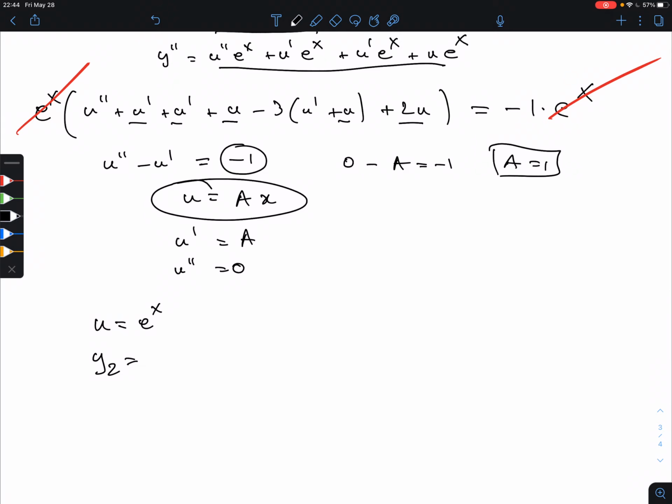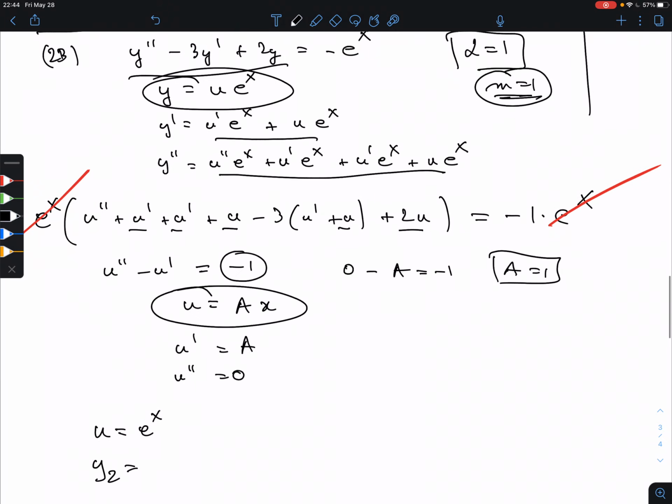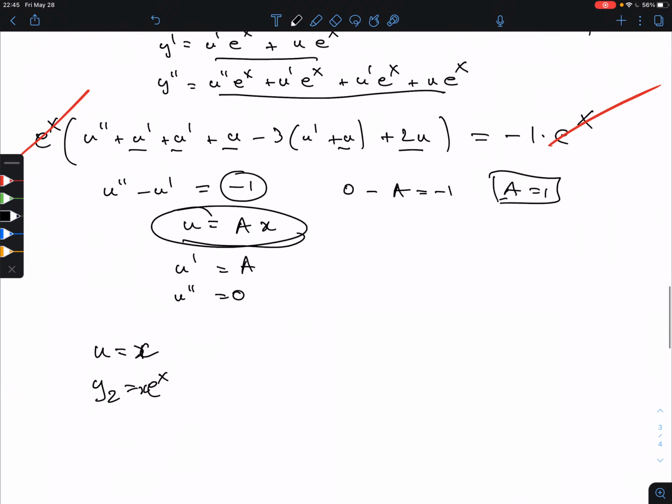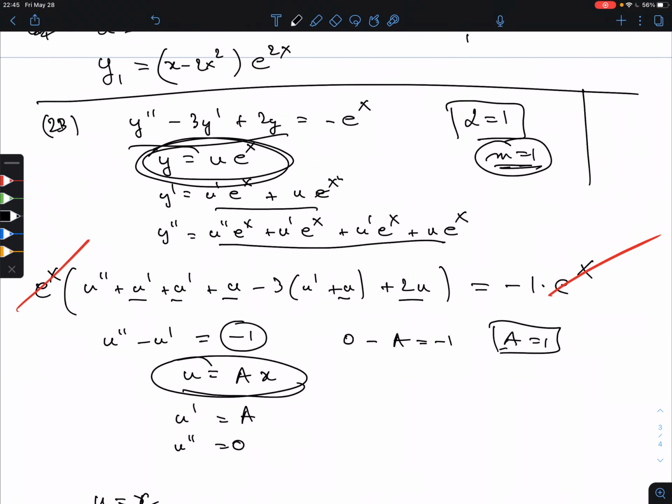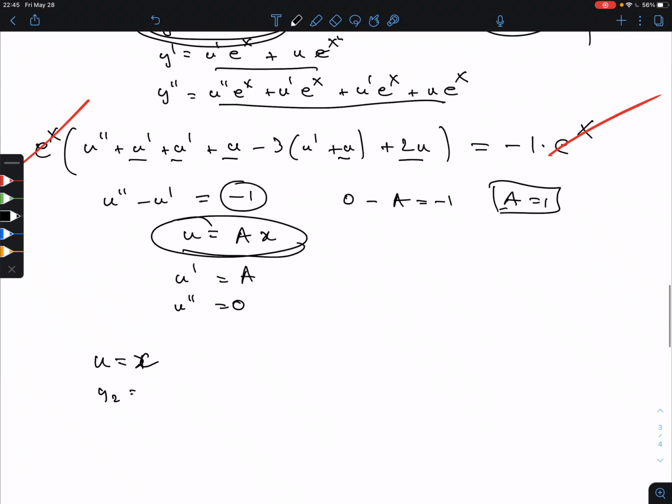So this is y2. I'm sorry, I mean y2 is e to the x, right? U is just 1. Sorry, I jumped the gun here. We said u is a. Plug everything in the right spot. What is u? U is x, because a is 1, and then y2 is u times e to the x. Okay, let me write it again. So here, u is x, and so y2 is x e to the x.